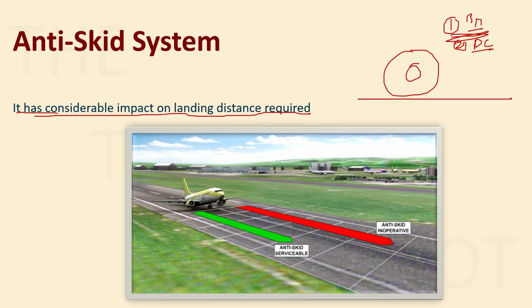So, here you can see that this is with the anti-skid system being inoperative, and the green line is with the anti-skid system serviceable. When the system is inoperative, you see this is the amount of extra runway it is consuming. Since the wheels are skidding, they consume a lot more runway as compared to when the wheels are not skidding.